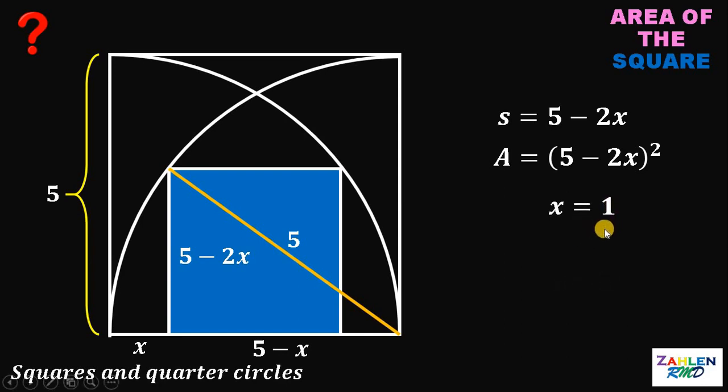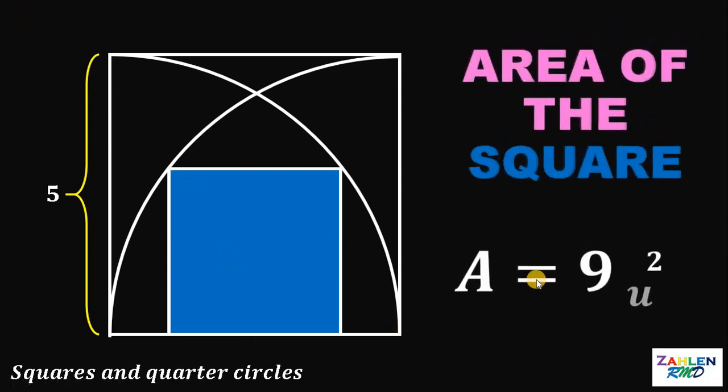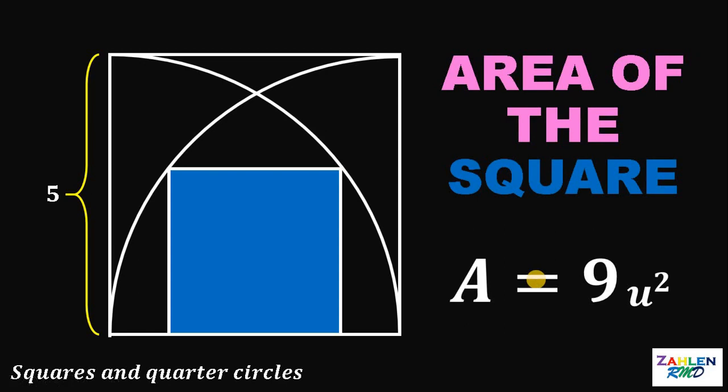Now, since we know the value of x, we can substitute the value of x to find the area of the square. So, we have the area of the square equals (5 minus 2 times 1) squared. 5 minus 2 is just 3, so we have 3 squared, and 3 squared is just 9. Therefore, the area of the square shaded in blue must be equal to 9 square units. And as always, we are done.